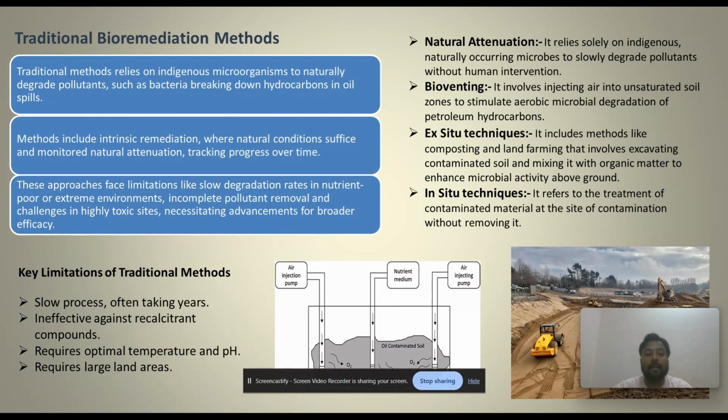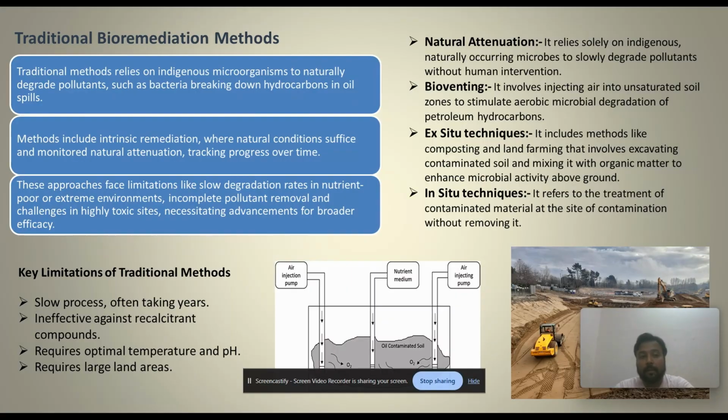Then coming to the next slide, traditional bioremediation methods. Traditional bioremediation methods rely on indigenous microorganisms to naturally degrade pollutants, such as bacteria that break down hydrocarbons in oil spills. Methods include intrinsic remediation, where natural conditions suffice, and monitored natural attenuation, tracking progress over time. These approaches face limitations like slow degradation rates in nutrient-poor or extreme environments, incomplete pollutant removal, and challenges in highly toxic sites, which necessitates environmental advancements for broader efficacy.